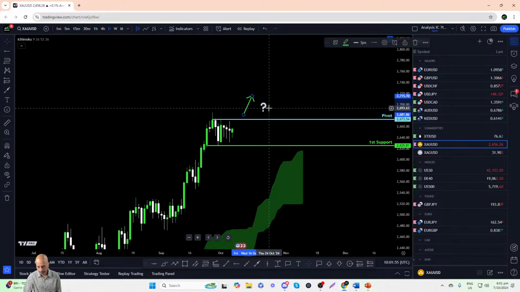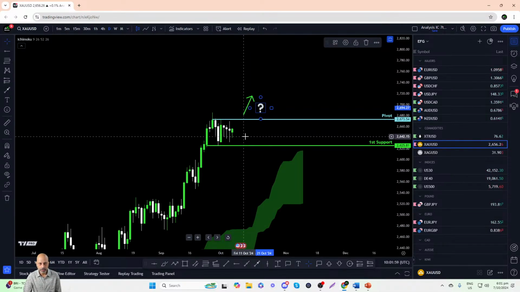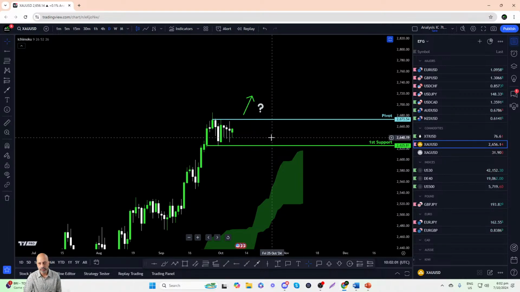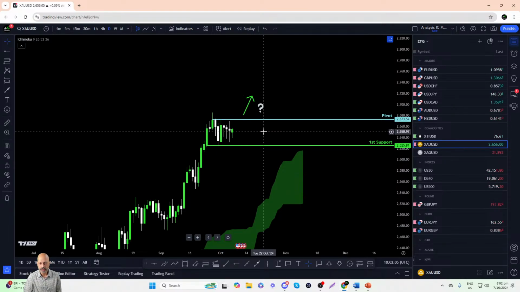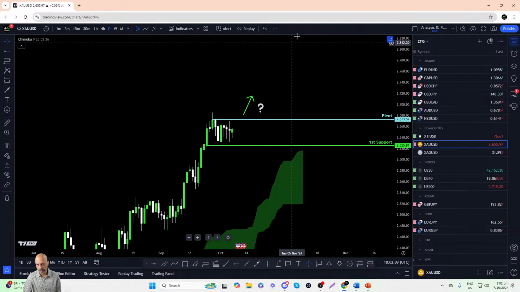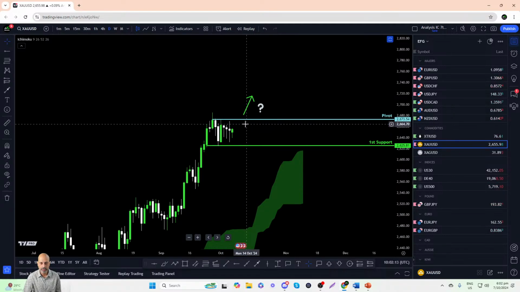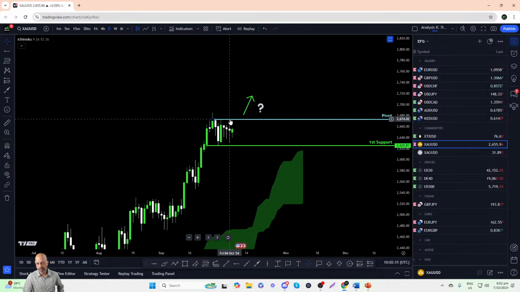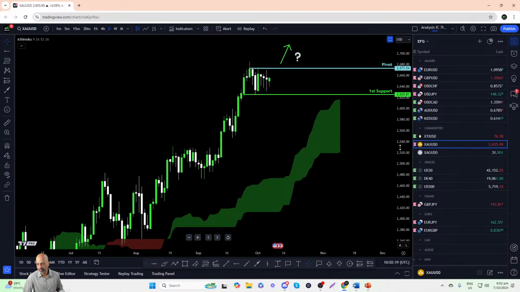Especially if the data continues to show inflation cooling in the US, we could really see the dollar come under significant selling pressure, which would then help gold potentially climb even higher. So we may have a potential bullish breakout through the pivot later on in the second half of the week. And if that bullish breakout takes place, how could we possibly identify the next resistance area?